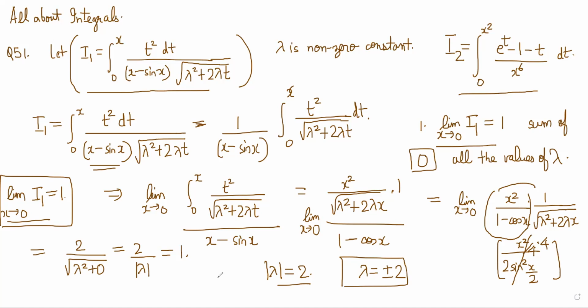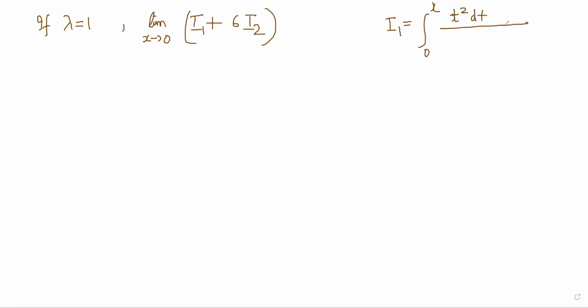the next question, I will do it on the next screen. It says if lambda is equal to 1, then find the value of limit x tends to 0 of I1 plus 6 times I2, right? Now, here lambda is 1. That means the integral I1 looks like this: 0 to x t square dt by x minus sine x, root over 1 plus 2t, right?